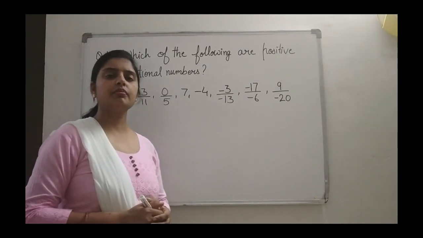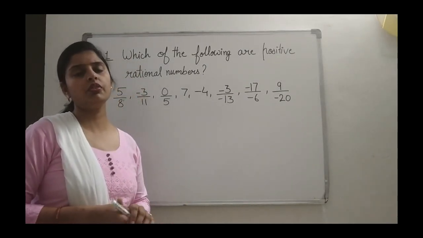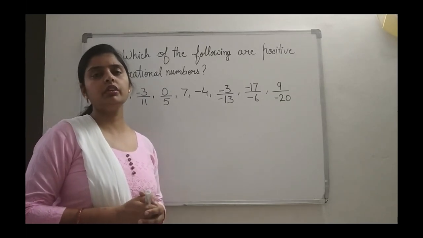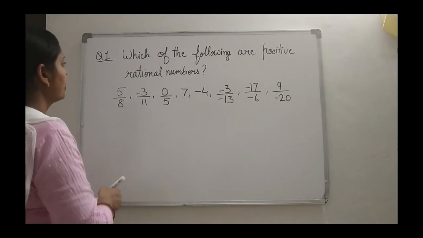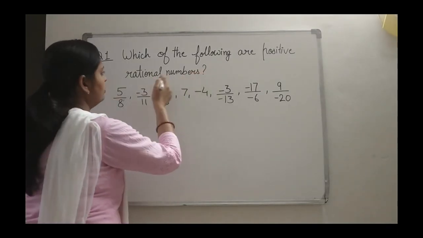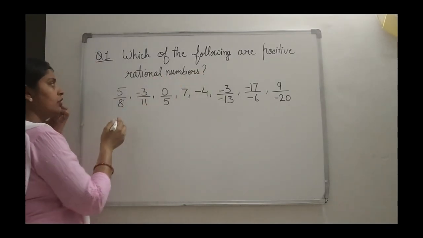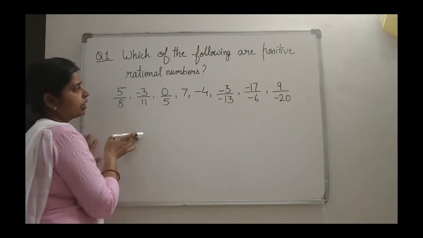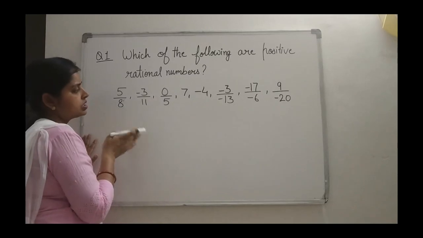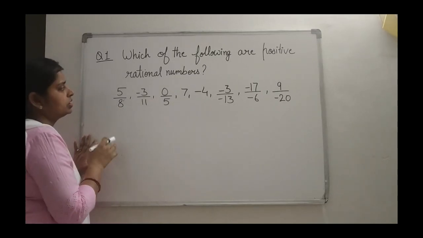Hello students, as we have done some concept of rational number yesterday, now today we will do the very first exercise, that is 3.1. See the very first question of it. Which of the following are positive rational numbers? Yesterday we learned what positive rational numbers are: rational numbers in which numerator and denominator are of the same sign. They are positive rational numbers.